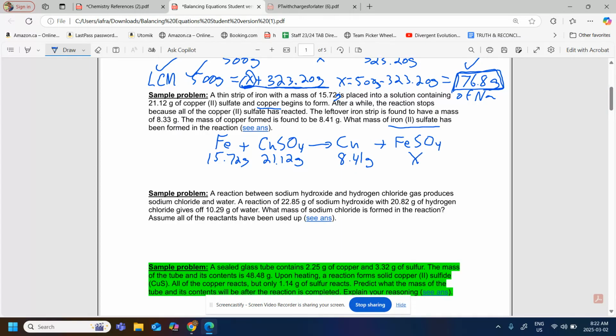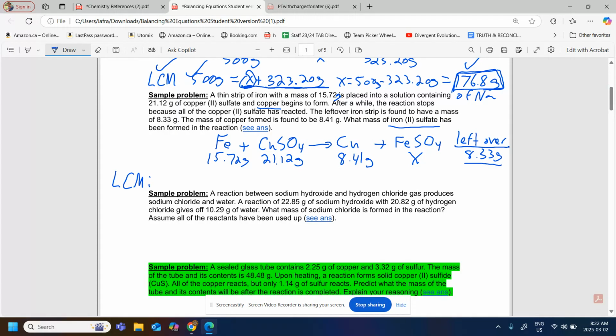Now the thing you have to be careful of here is that you do have some leftover iron. So at the end, you do have leftover iron. It says 8.33 grams left over. Okay? So that's the only tricky part. It's not just reactant and product. There's a reactant, product, and then leftover reactant at the end. So everything's the same, except you have to take into account that leftover.